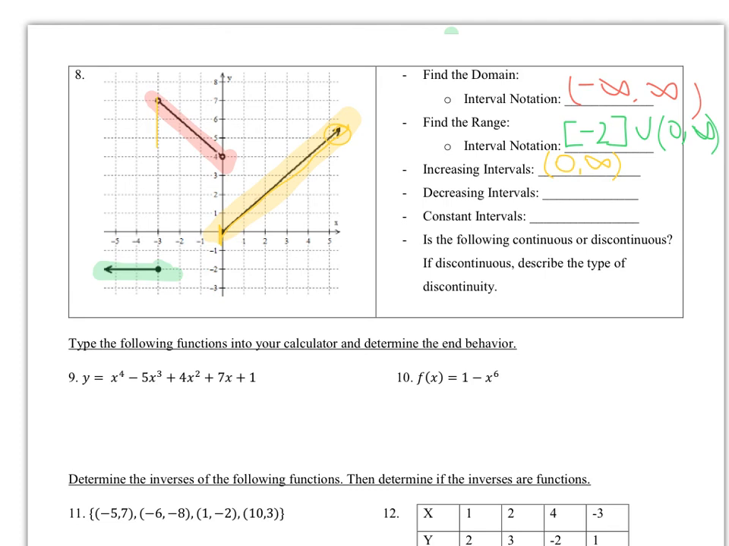My decreasing values, go to red, -3 to 0. And my constant values, well, that's an arrow, so that's negative infinity to -3.